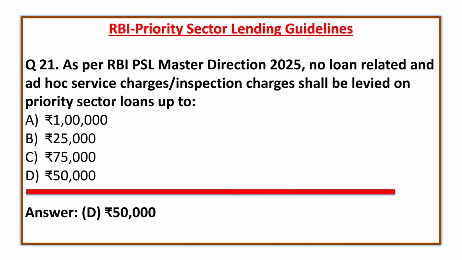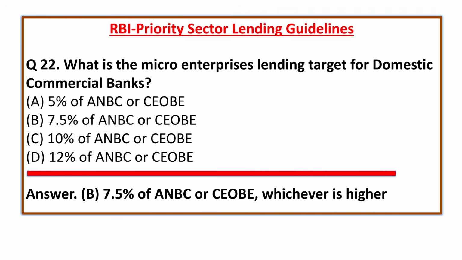Question 21. As per RBI PSL Master Direction 2025, no loan-related and ad hoc service charges/inspection charges shall be levied on priority sector loans up to Rs 1 lakh, Rs 25,000, Rs 75,000, Rs 50,000. Answer D. Rs 50,000.